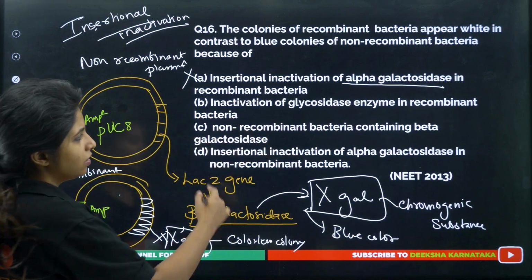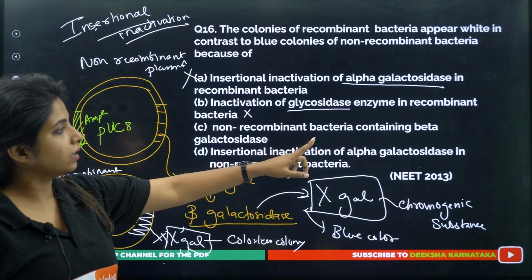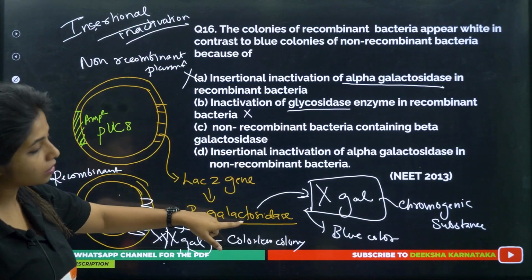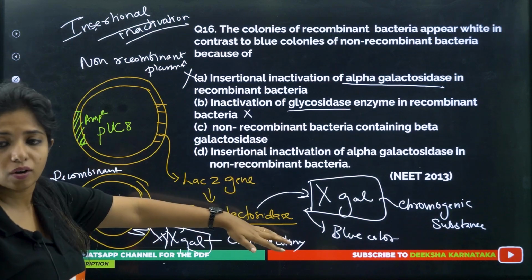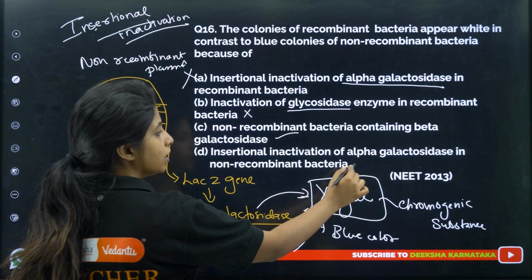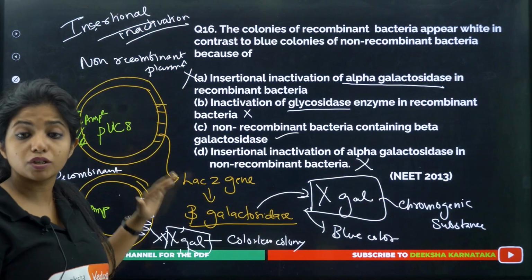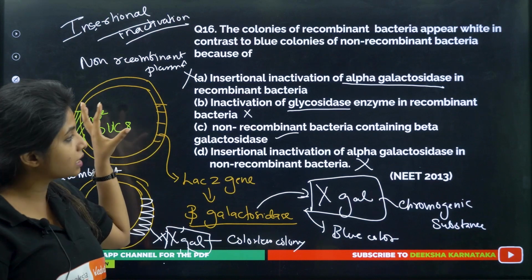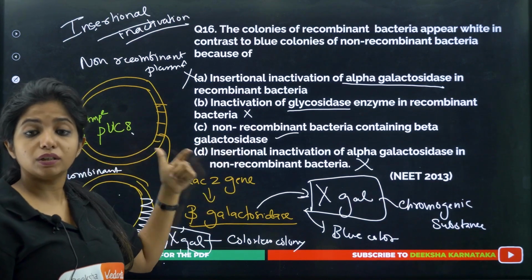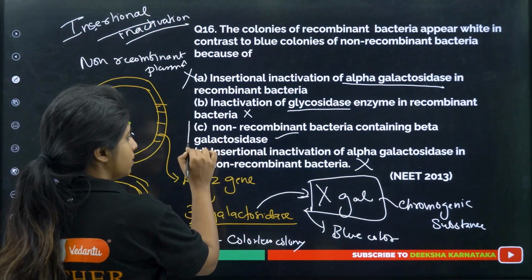Inactivation of galactosidase enzyme in recombinant bacteria. What is galactose? This is exactly wrong, again nothing that we have learned. Non-recombinant bacteria containing beta galactosidase, which is why you are getting blue color colonies. This is correct. Insertional inactivation of alpha galactosidase is again wrong. The contrast is because the non-recombinant bacteria contain beta galactosidase, or if the option was that the recombinant bacteria does not contain beta galactosidase, then also it would have been correct. So this becomes the answer.